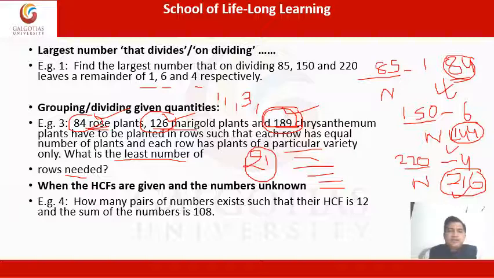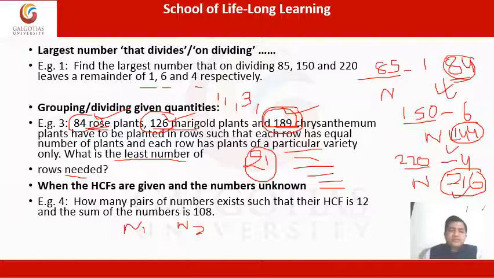Okay. Similarly, let's take one more example. How many pairs of numbers exist such that their HCF is 12 and the sum of the numbers is 108? I'll just let you know the basic process. How will you proceed with this question? Pairs of numbers, that means let the numbers be n1 and n2, correct? Their HCF is 12.